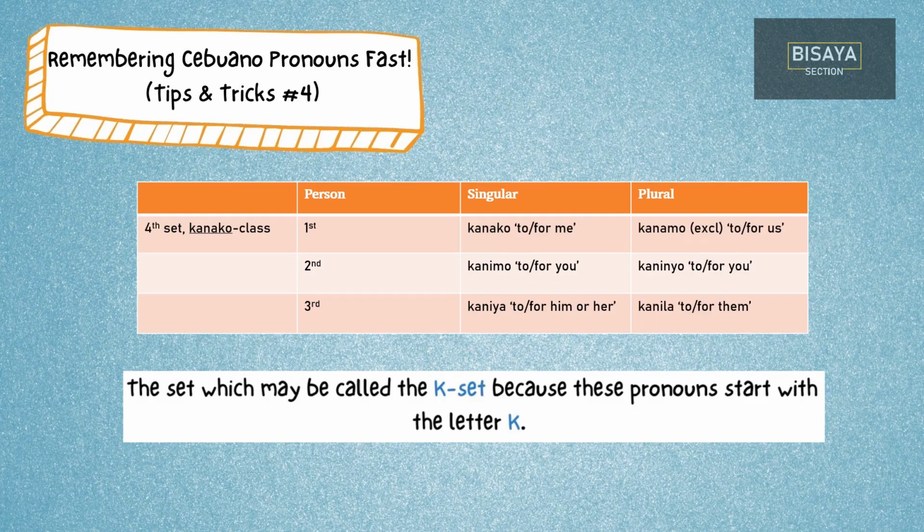And last but not the least, tip number 4 in remembering Cebuano pronouns fast is there's a fourth set or kanako class which can be called the K set because the pronouns in this set start with the letter K. If you notice, in the part of the sentence there are words which start with K and it's not at the beginning or the last part of the sentence, then that could be a pronoun.